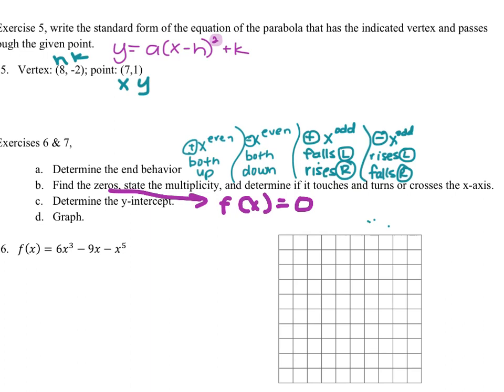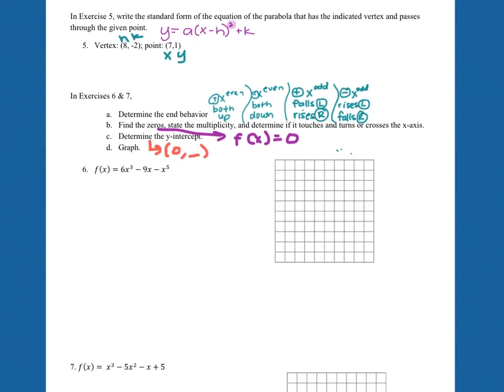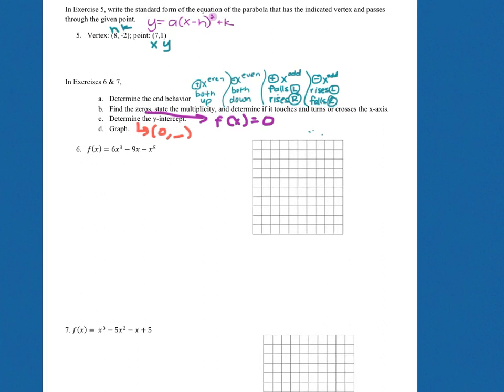If the multiplicity occurs an even number of times, so if the root occurs an even number of times, it's going to bounce. If it's odd, it's going to cross through. The y-intercept, you're going to plug 0 in for x. And then you can use those points and any additional points you need to graph. So there's 2 examples here for you to make sure that you can do.